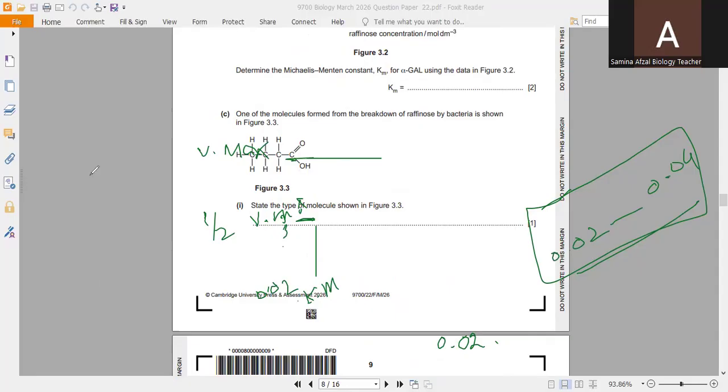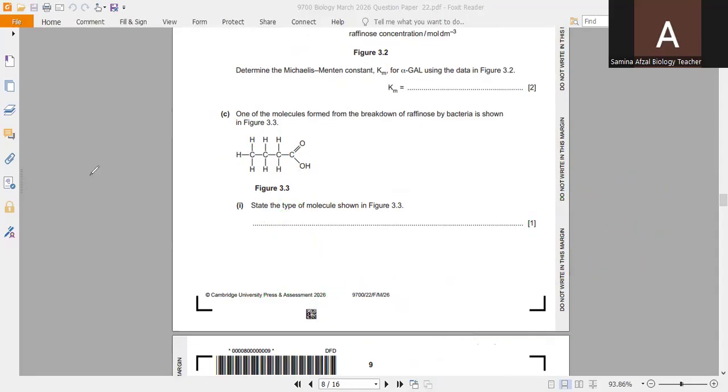Now, the next question is: one of the molecules formed from the breakdown of raffinose by bacteria is shown in figure 3.3. So you can see this COOH, which is called a carboxylic acid group. State the type of molecule shown in figure 3.3. So according to this, I would like to say this is a fatty acid or saturated fatty acid, and the presence of the COOH group shows that it is a carboxylic acid.